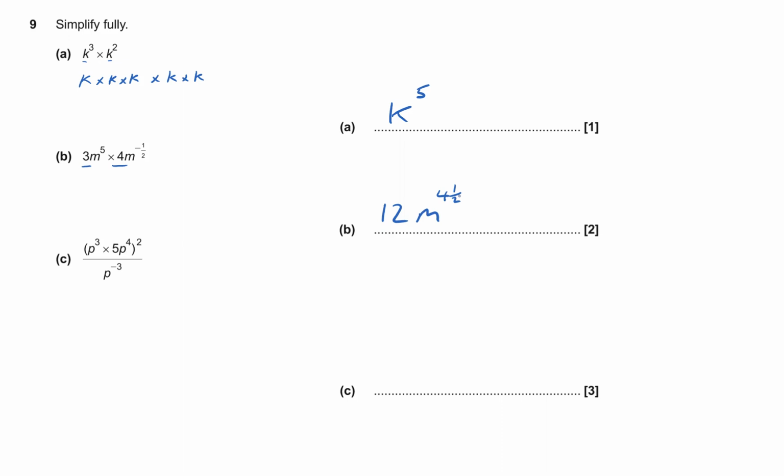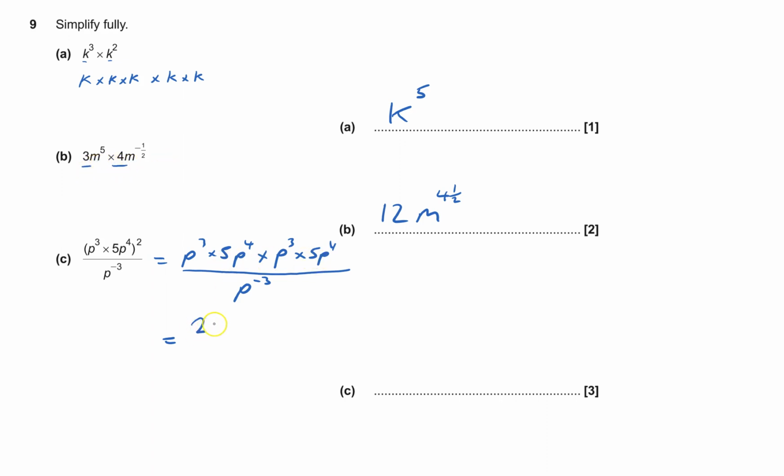This one here, this one's quite tricky. No wonder it's got 3 marks. So when you square something, it means you've got to times it by itself. So I'm going to have p cubed times by 5p to the 4, and I've got to times it by itself. So times it by p cubed times by 5p to the 4th, and that's divided by p to the negative 3. Well, again, the same thing as I did here, I do the numbers first. I always like doing the numbers first.